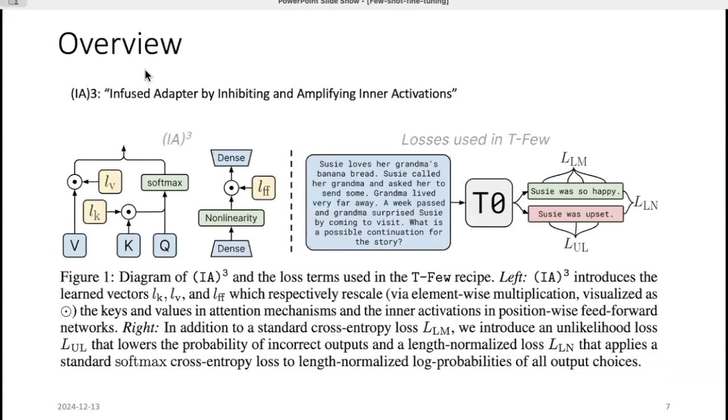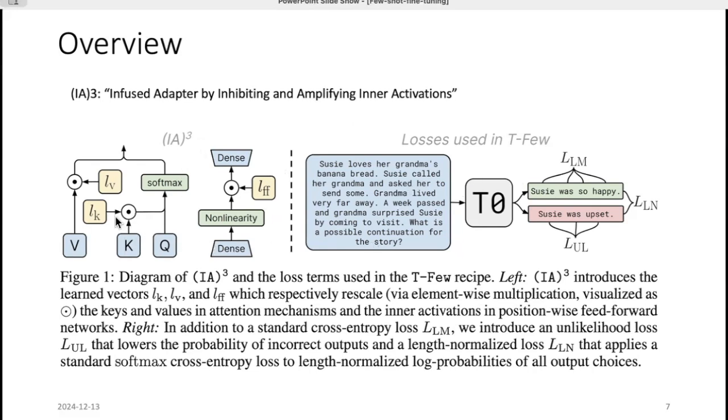This is an overview of the IA3 method. So here, this is a diagram. I think the major contribution from this paper is introducing a new PEFT adapter, the IA3, and it also introduces additional loss functions on top of the cross entropy loss, the language modeling loss.